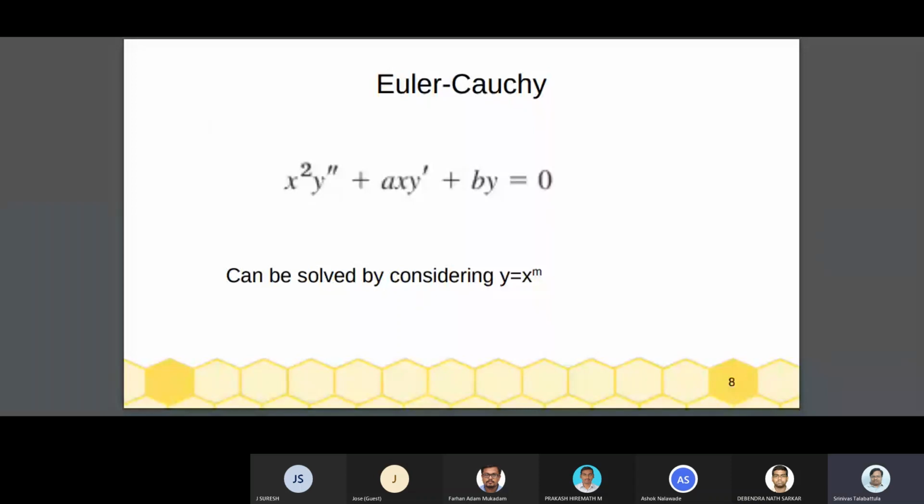Again, all the 4 cases: equal roots, unequal roots, complex roots, and so on. The only thing is, the final solution will be in the form of C1 into x power m1 plus C2 into x power m2, m1 and m2, not m only. Is it not? There will be 2 solutions, m1 and m2, and a linear combination of that. If they are equal roots, what happens? All those things you can think of.